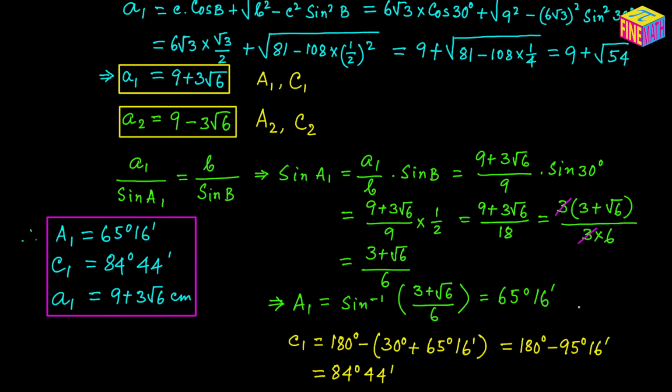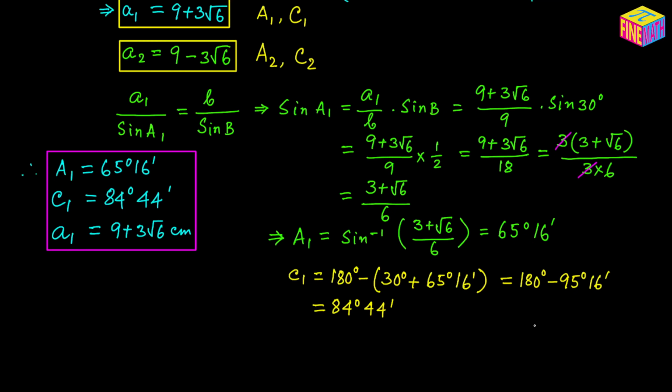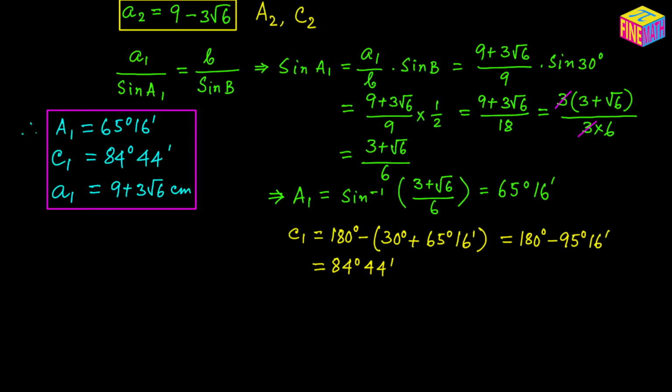Next we are going to calculate the other set. And for the second set of solution, we are going to use the value of the side length A sub 2, which is the shorter side length of A, right? That will be 9 minus 3 times square root of 6. That's the value we are going to use to solve for the second triangle. So if we use A sub 2 as 9 minus 3 times square root of 6, then using the sine law, we can write it like this.